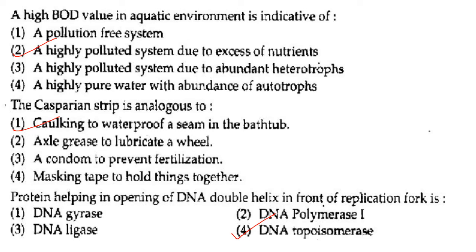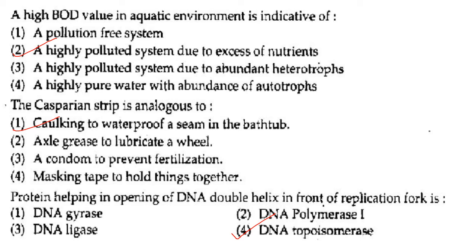Next one. Casparian strip is analogous to option 1, caulking to waterproof a seam in the bathtub. Option 2, axle grease to lubricate a vehicle. Option 3, a condom to prevent fertilization. Option 4, masking tape to hold things together. Answer is option 1, caulking to waterproof a seam in the bathtub.